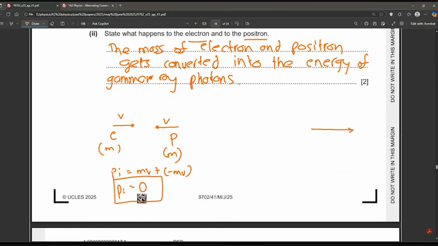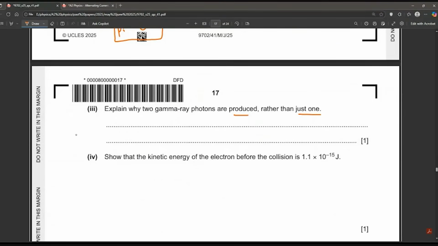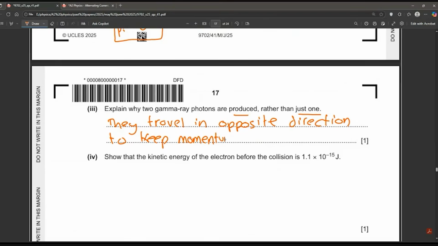To keep the final momentum zero, one gamma ray photon travels towards the right, one gamma ray photon travels towards the left. बेटा फाइनल मोमेंटम जीरो रखने के लिए एक गामा रे फोटोन राइट साइड पे ट्रेवल करता है, एक दूसरा लेफ्ट साइड पे, या एक टॉप साइड पे एक डाउन साइड पे. दे ट्रैवल इन ऑपोजिट डायरेक्शन. They travel in opposite directions to keep momentum conserved. Okay.